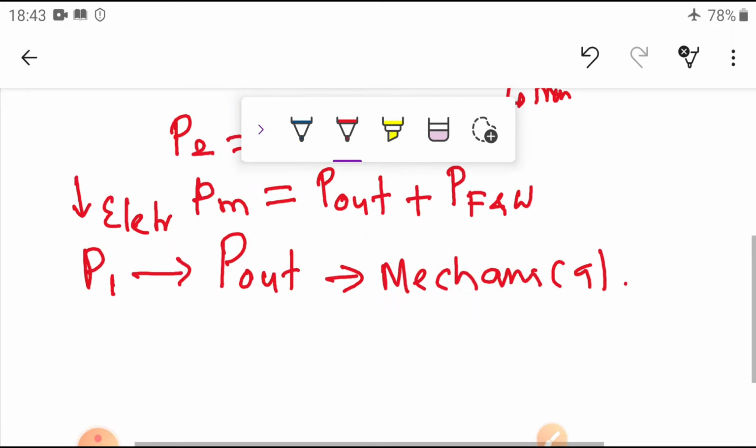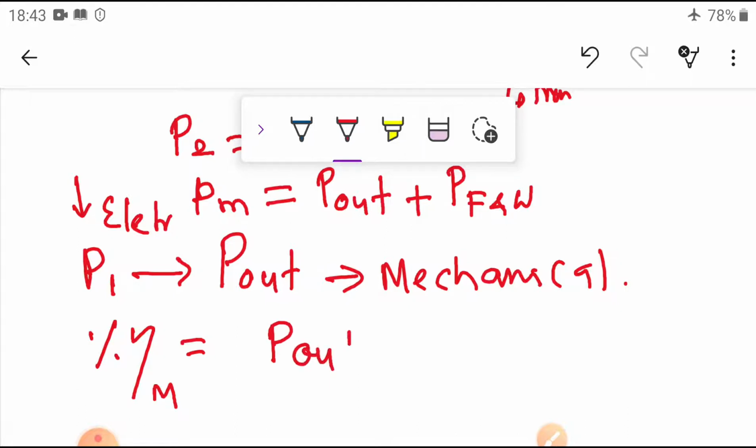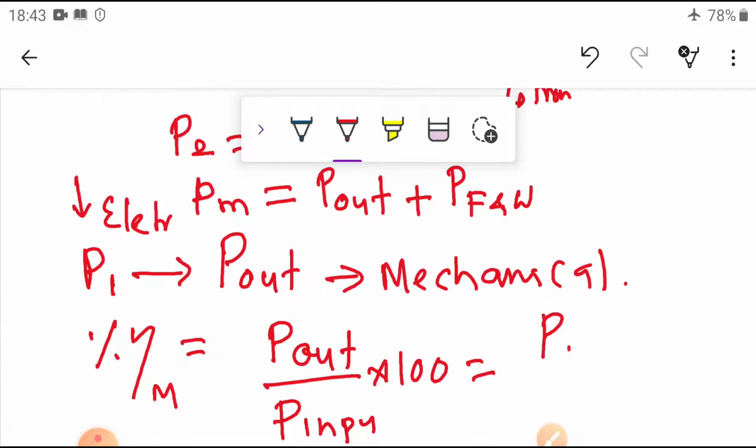What is the efficiency? The percentage efficiency of the overall motor is equal to P output by P input, which is P out by P in, that is equal to P out by P1, into 100. So this is the percentage efficiency of the motor.